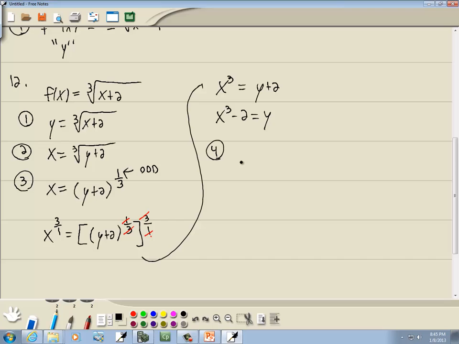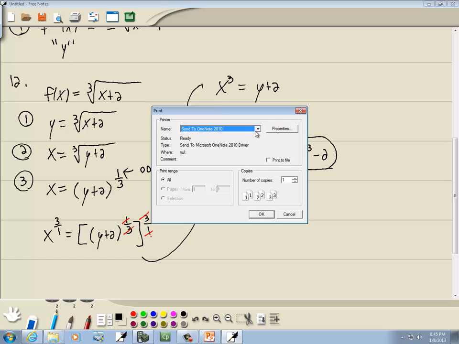And step 4, put our inverse notation in. So the inverse of f is equal to x to the 3rd minus 2. Now there's no need to do step 5 on this one because x to an odd power is okay. We just can't have x to an even power. Let's save that.